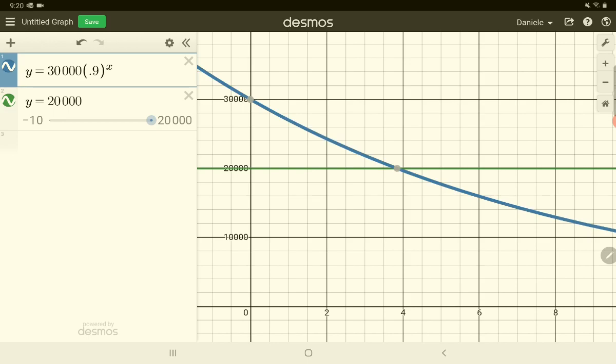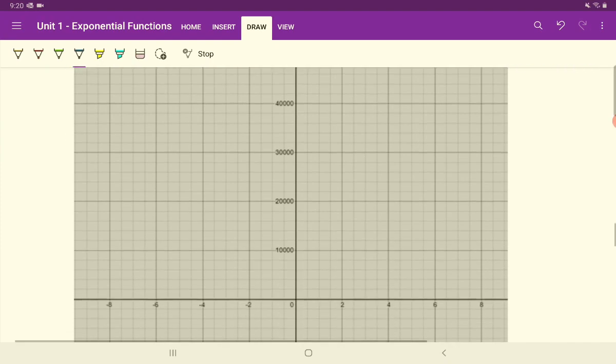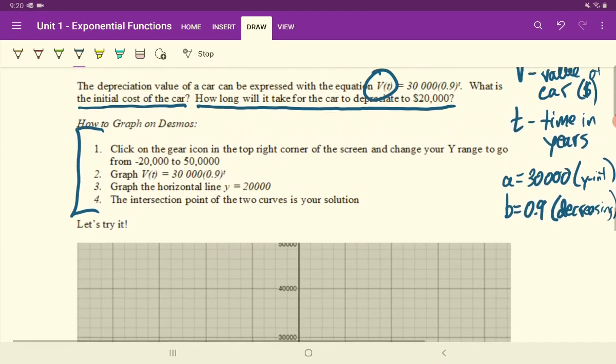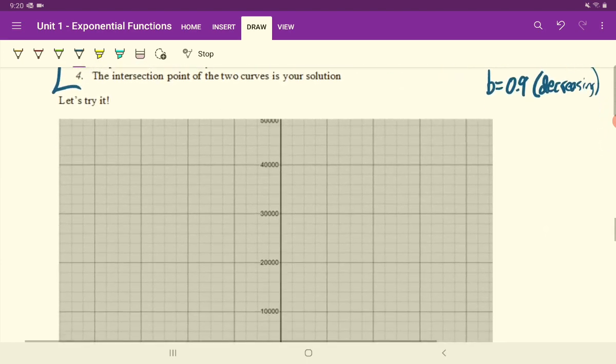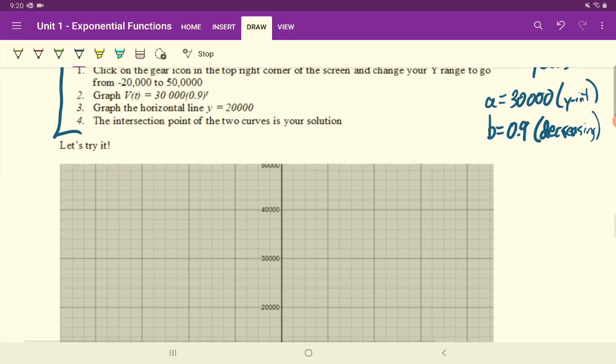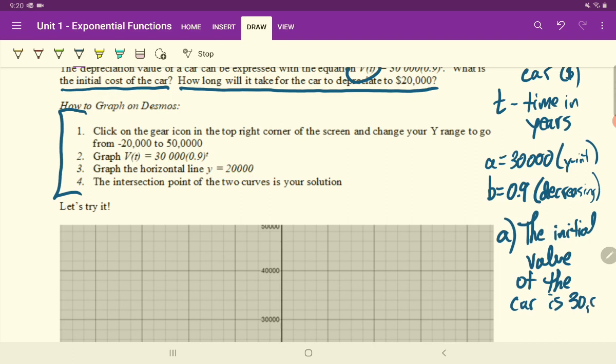Okay, but let's go back. Now I didn't graph it here because I just did my graph in Desmos. But how long will it take for the car to depreciate to 20,000? So let's answer our questions here. Question A was the initial value of the car is $30,000.